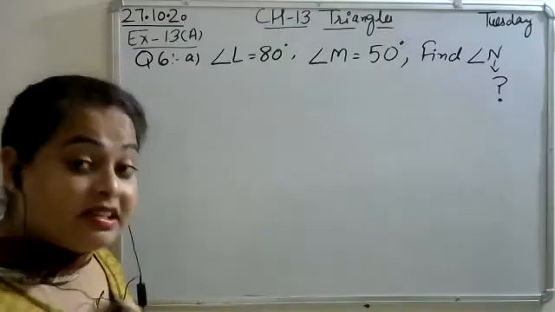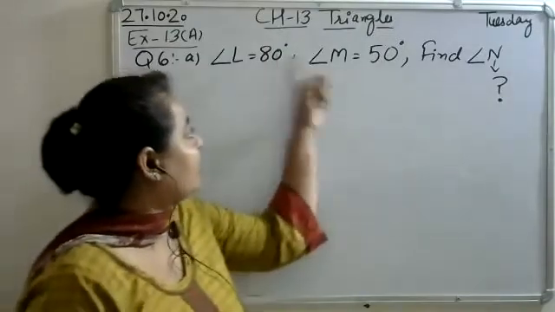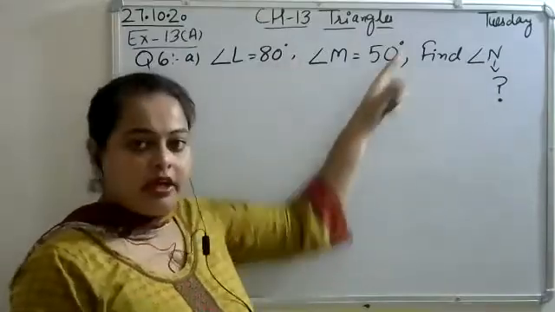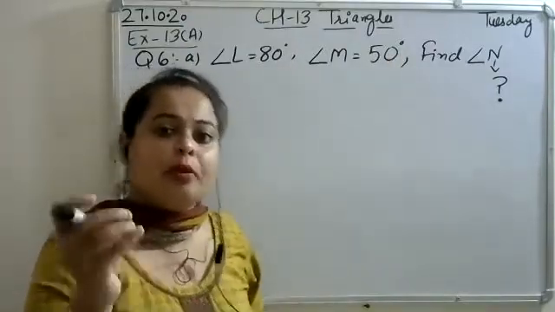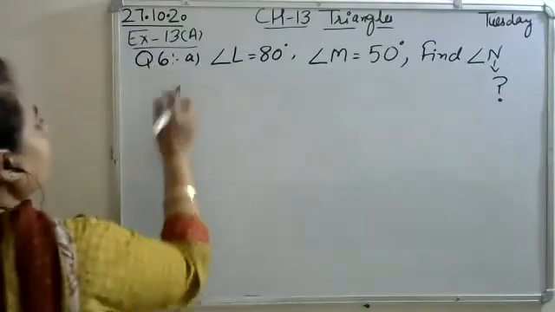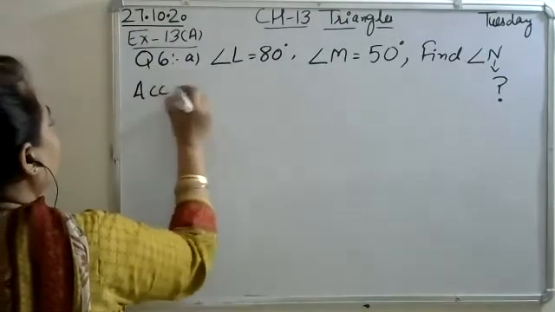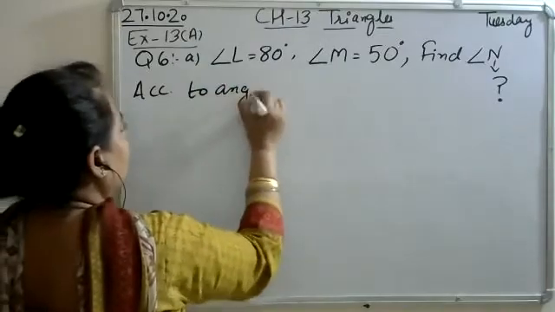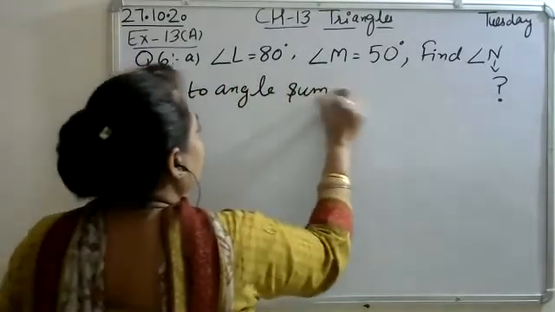Very good. Angle sum property. As the angles are given, very simple. Angles are given, it means angle sum property. So right here, you will write according to angle sum property.